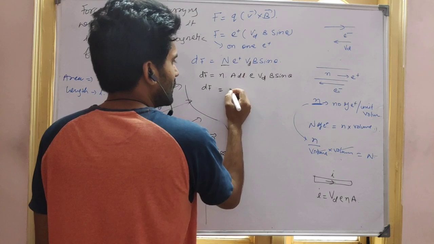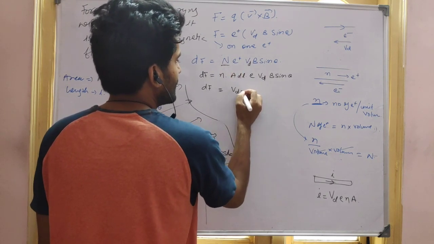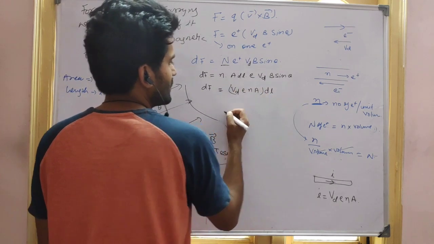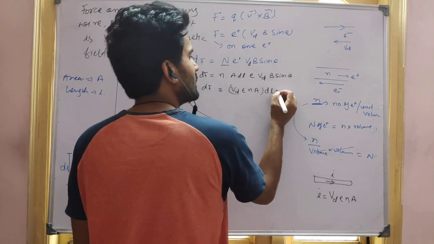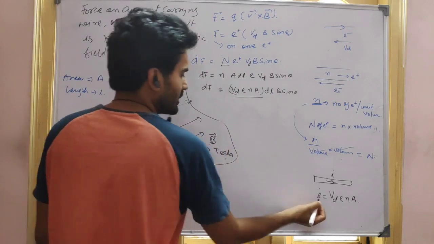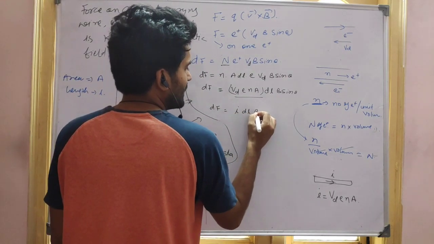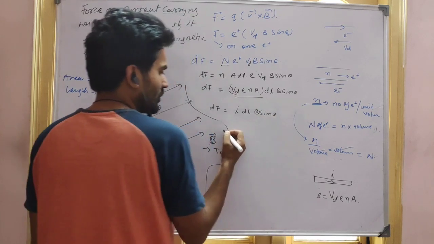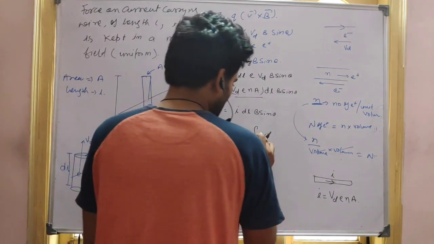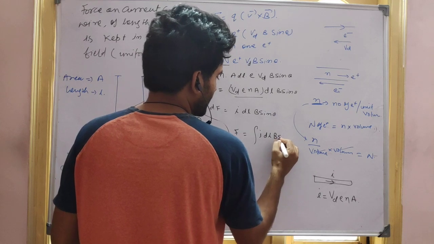So V_d e n A and dl into B sin theta, right? If you see, this is the current. So dF is equal to I dl B sin theta. If you find out the total force, so total force is the integration of I dl B sin theta.